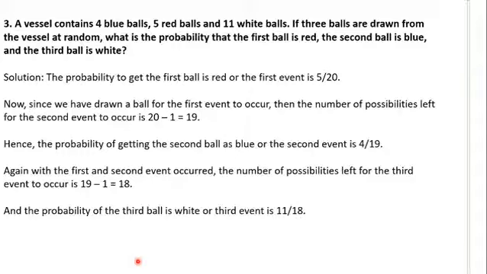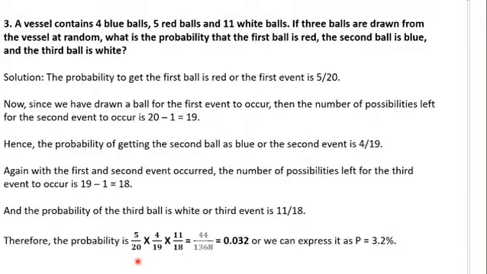All right, it means that we picked red, and we picked blue, and we picked white. Okay, so "and" in probability is multiplication, so we just multiply the individual probabilities together.